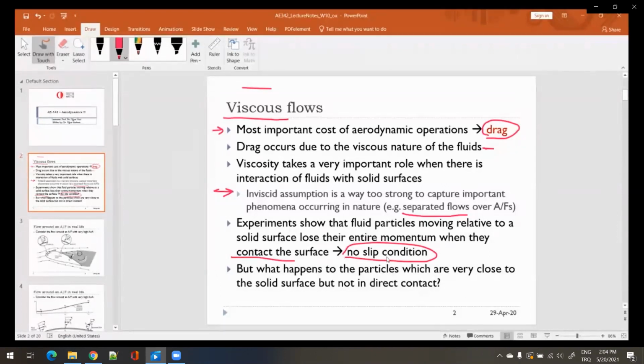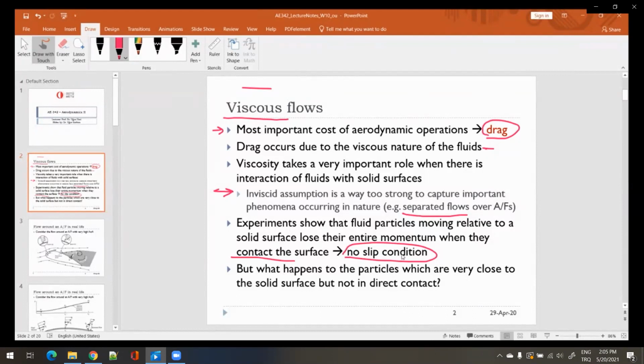Obviously, if the fluid particles just on the surface are at zero velocity, then if you go a little bit above the surface, near the free stream, they are not at zero velocity. They are at free stream velocity. Let's call it U infinity. So the flow velocity distribution near the solid body should start from zero on the body surface, and it should go up and reach U infinity somewhere above the body. The question is, how does this change occur?